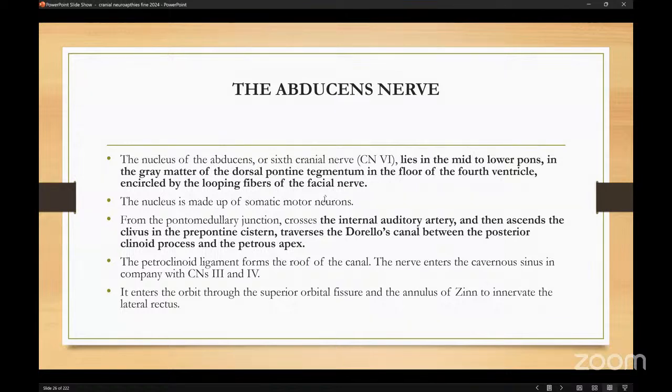Sixth cranial nerve is present in the mid to lower pons, in the gray matter of dorsal pontine tegmentum in the floor of fourth ventricle, and it is encircled by the looping fibers of the facial nerve, and it is coming out from the pontomedullary junction, crosses the internal auditory artery, and then ascends the clivus in the prepontine system, traverses the Dorello canal between the posterior clinoid process and petrous apex.